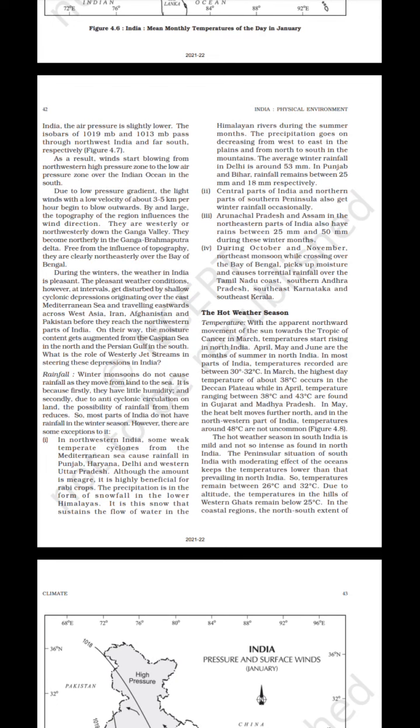The average winter rainfall in Delhi is around 53 millimeters. In Punjab and Bihar, rainfall remains between 25 millimeters and 18 millimeters respectively. Central parts of India and northern parts of the southern peninsula also get winter rainfall occasionally. Arunachal Pradesh and Assam in the northeastern parts of India also have rains between 25 millimeters and 50 millimeters during these winter months. During October and November, the northeast monsoon, while crossing over the Bay of Bengal, picks up moisture and causes torrential rainfall over the Tamil Nadu coast, southern Andhra Pradesh, southeast Karnataka, and southeast Kerala.